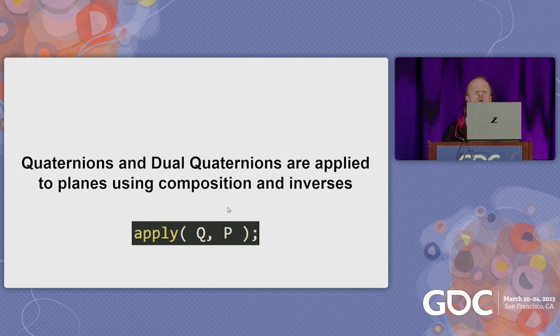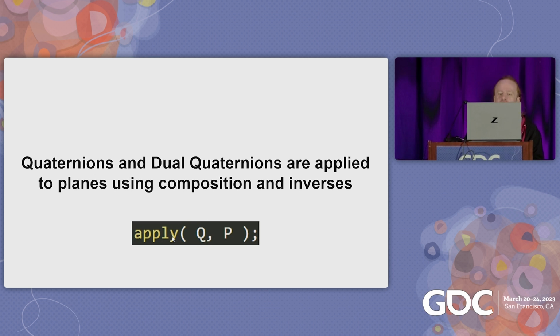Okay. Quaternions and dual quaternions are applied to planes using composition and inverses. So I've used this function before. I've, for example, used it to apply a quaternion to the cow model that you saw, all of the vertices in that cow model.